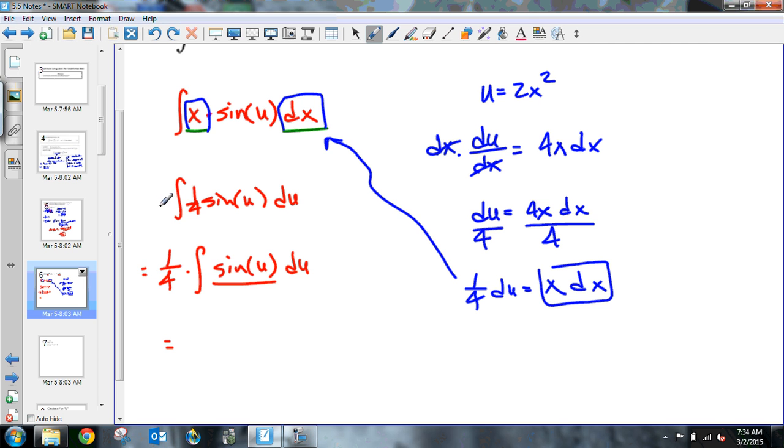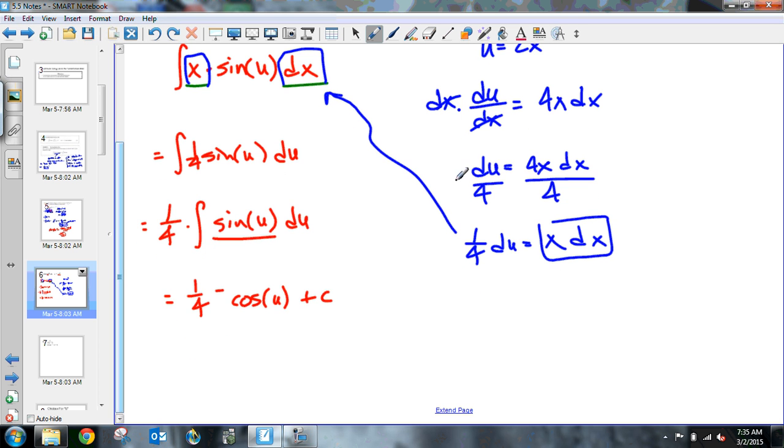I should have equal signs next to all of these, sorry. But I end up getting this. I get 1/4. Remember, we have a constant multiplier, so it just stays as 1/4. The derivative of what gives me sine of u? And that would be negative cosine of u plus c. The derivative of cosine gives me negative sine, so negative cosine will give me positive sine.